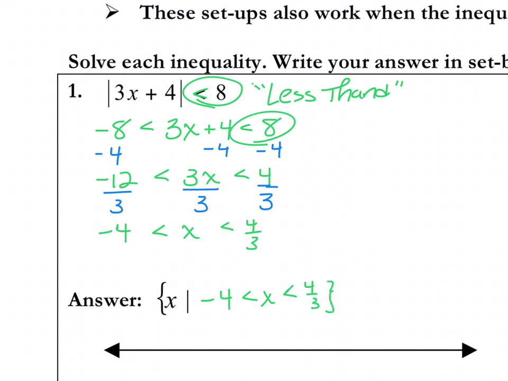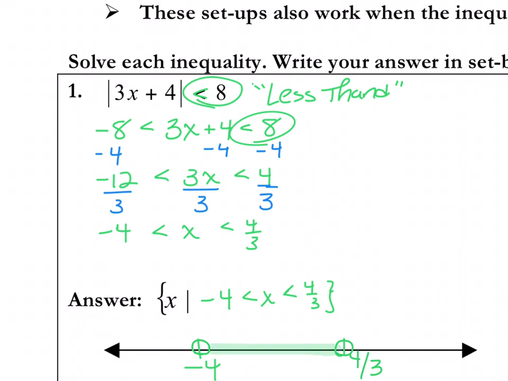Now, 4/3 is 1 1/3. All you really have to know is that it's a positive number, so it's bigger than -4. So here's 4/3. And then this notation says we're going to have open endpoints on -4 and 4/3, and we need the values that are stuck in between them. So it's going to look like that.